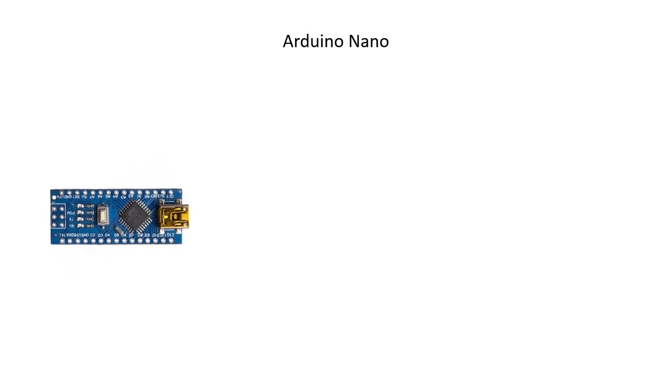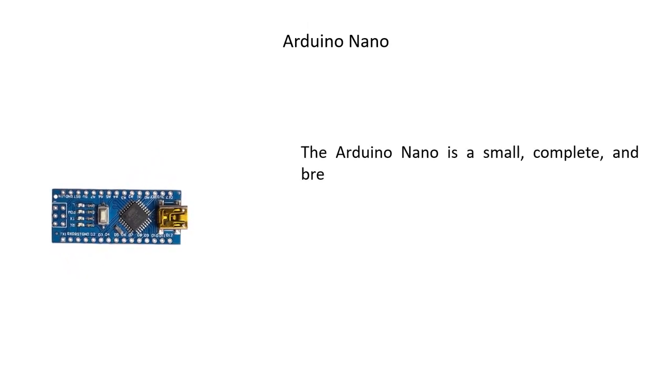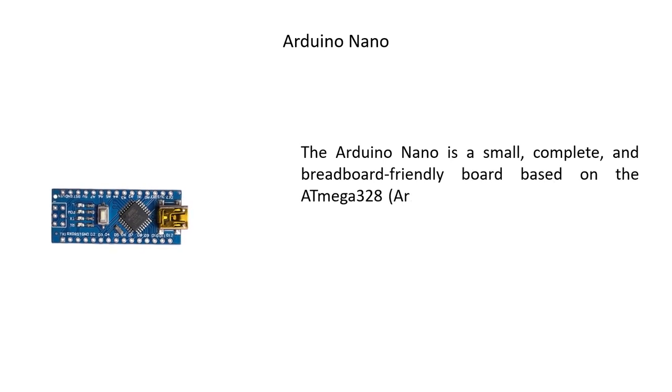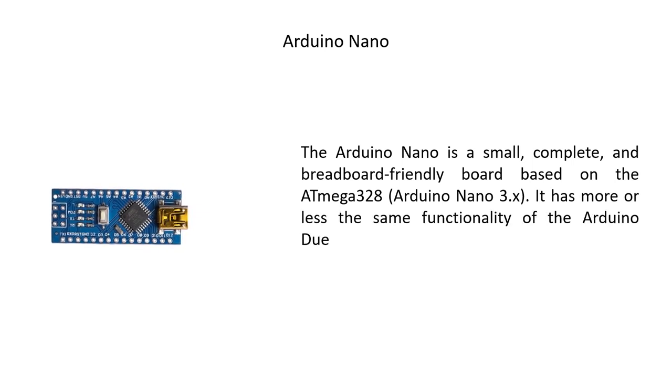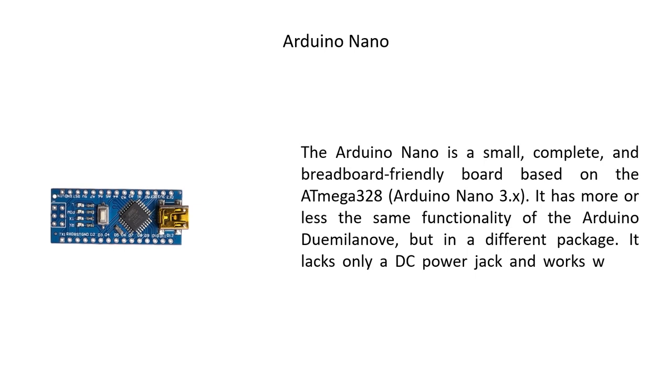Arduino Nano. The Arduino Nano is a small, complete, and breadboard-friendly board based on the Atmega 328, Arduino Nano 3.x. It has more or less the same functionality as the Arduino Duemilanove, but in a different package. It lacks only a DC power jack and works with a mini-B USB cable instead of a standard one.